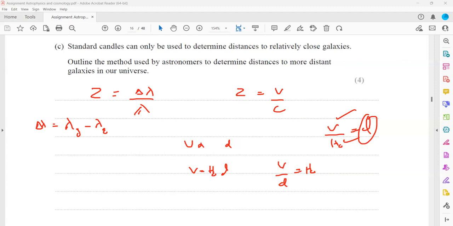So first we compare the wavelength which we receive from the galaxy to the wavelength which we receive on Earth. Then using the change in wavelength over original wavelength, we work out the Doppler shift. From the Doppler shift, we find the speed of the galaxy. From the speed of the galaxy, using the Hubble constant or Hubble law, we work out the distance between us and the galaxy.